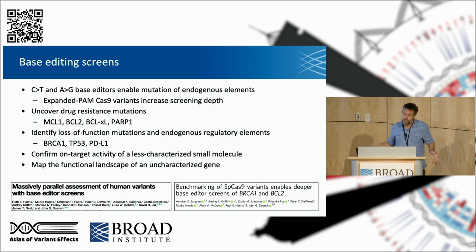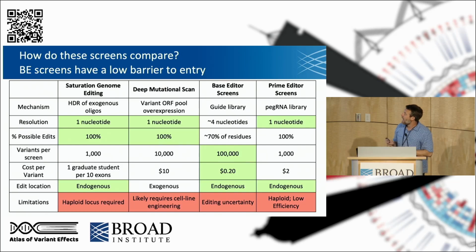I think a real use case for these is confirming the on-target activity of less characterized small molecules, and mapping the functional landscape of an uncharacterized gene. I think these are really the sweet spots for base editing. I just want to compare it to other approaches. There's lots of ways of doing this, and I'd certainly welcome anyone to correct any of the boxes in this chart. I think this would be a great debate to have.